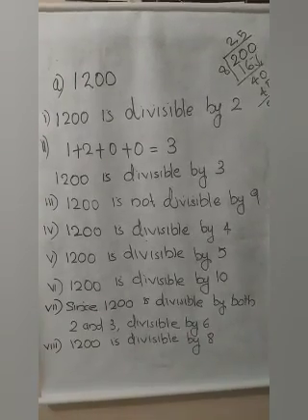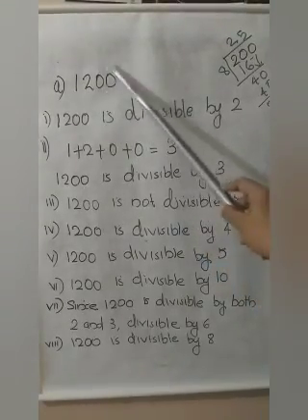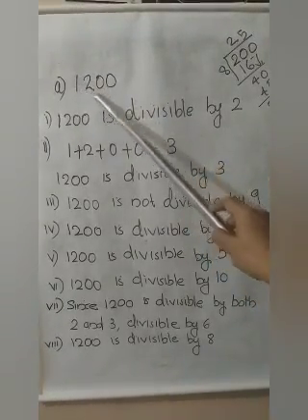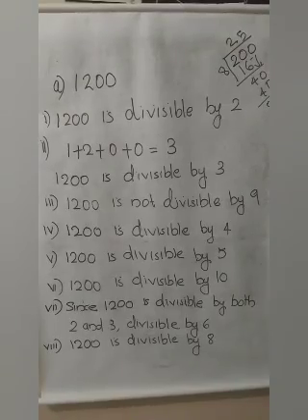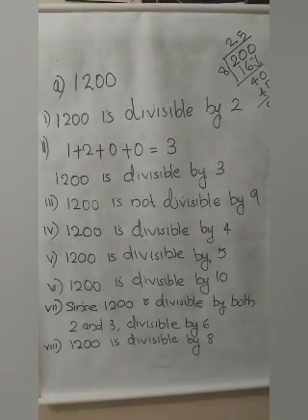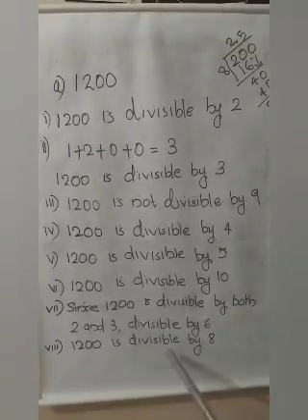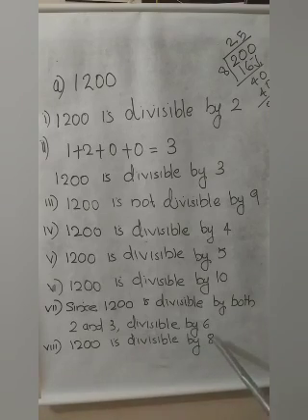Now the last, divisibility by 8. What is the divisibility rule of 8? The last 3 digits should be divisible by 8. That means if this 200 is divisible by 8, then we can say the whole number is divisible. How will you check 200 is divisible by 8? Just divide 200 by 8. If you are getting remainder 0, then you can say that number is divisible. Here when we are dividing 200 by 8, we are getting quotient 25 and remainder 0. So we can say 1200 is divisible by 8.